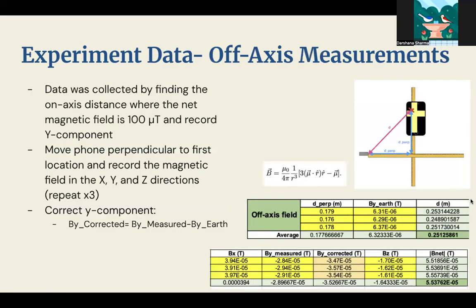For our off-axis measurements, data is collected by finding the on-axis distance where the net magnetic field is 100 microteslas and recording the y component. Then you move your phone perpendicular and record the magnetic field in the x, y, and z directions. And then to get the correct y component, we have to subtract the Earth's magnetic field from the measured y component, as we're in it here.